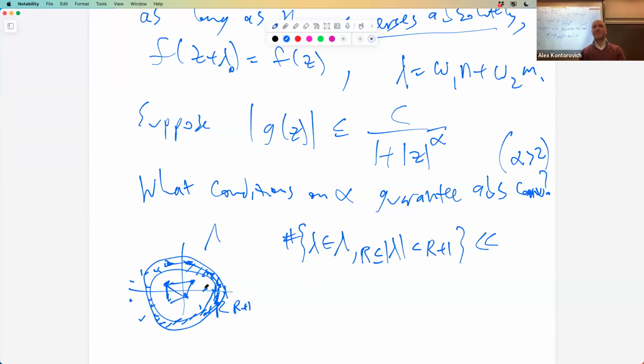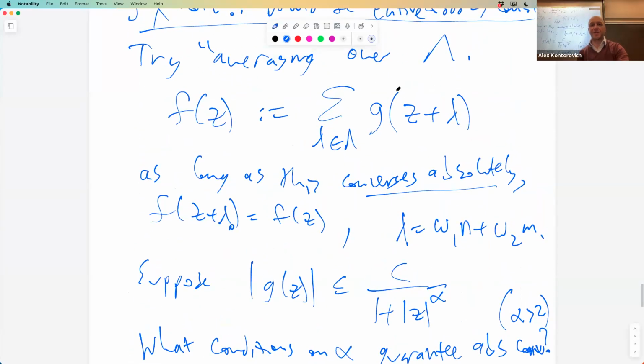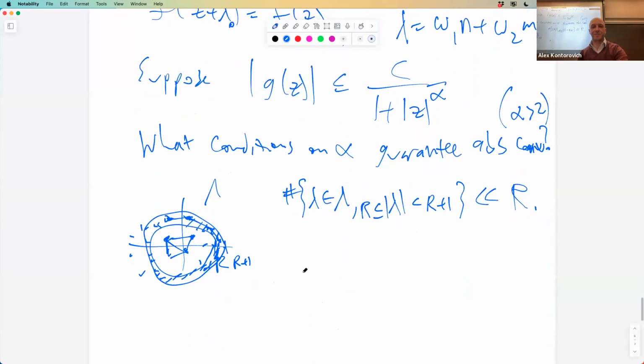2 pi r, 2 pi r plus 1, r plus a half, doesn't matter. So 2 pi r. Okay, so crudely, the number of points that you'll get in this width 1 annulus on the lattice is at most some constant times r. Hopefully you believe that. And so now let's try to sum.